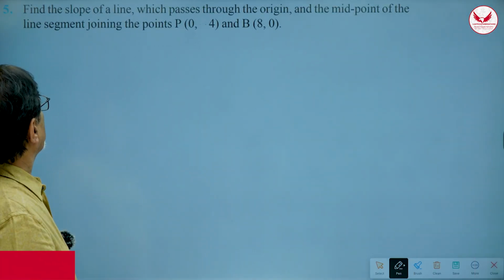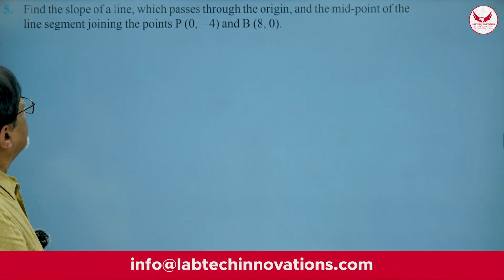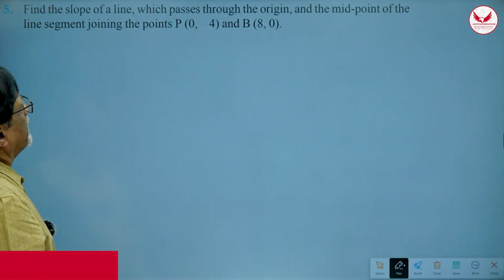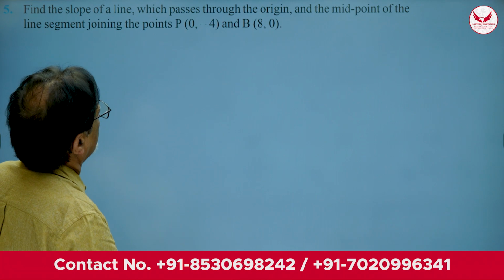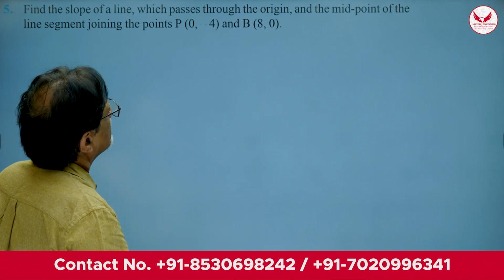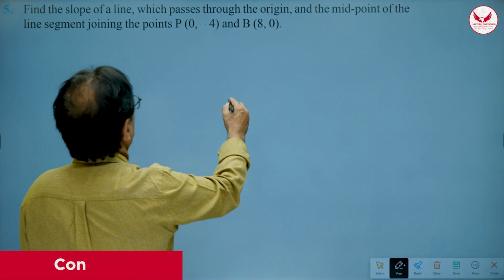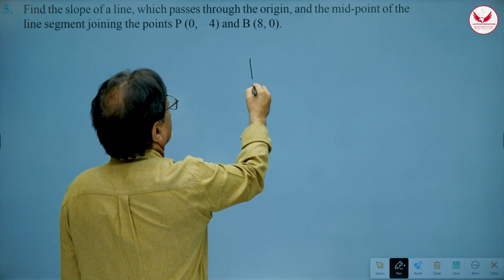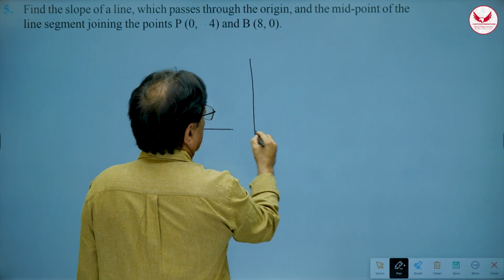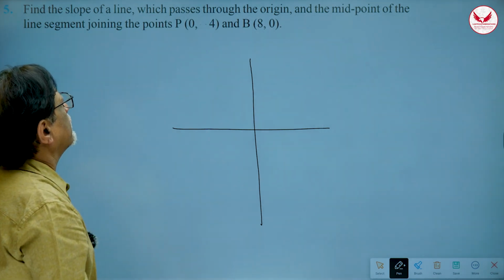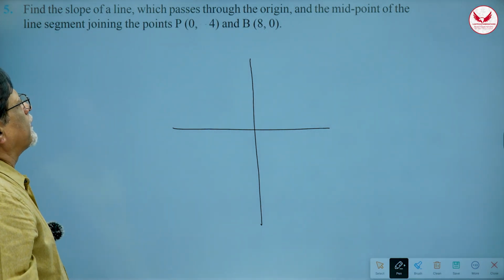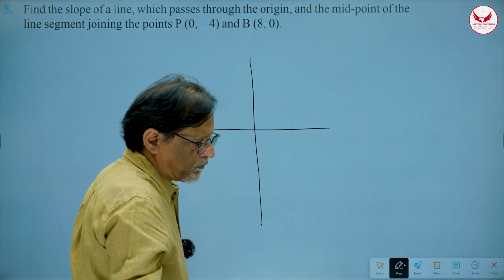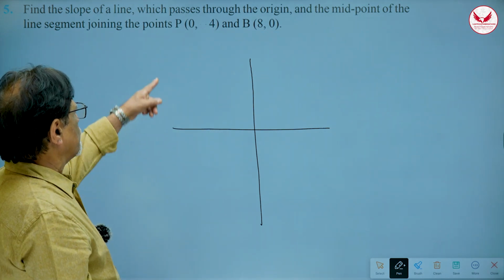The next question is: find the slope of a line which passes through the origin and the midpoint of the line segment joining 0, 4 and 8, 0. Okay. Now, look at these two points. They are specific points. They have one quality: one of the coordinates in each of them is 0. That means the points are lying on the axes. So P, 0, 4 is lying on the y-axis because the x-coordinate is 0.